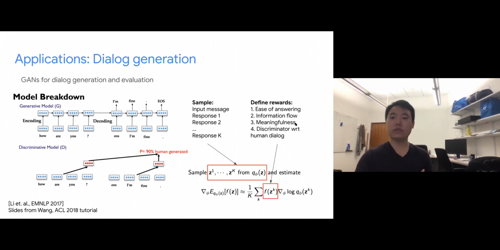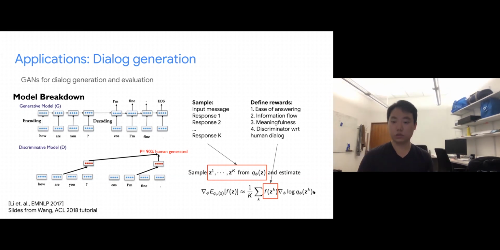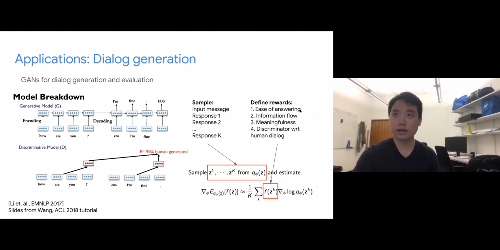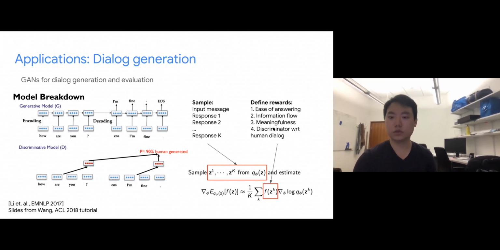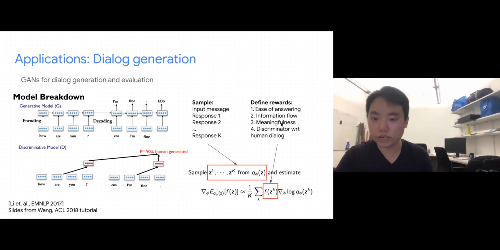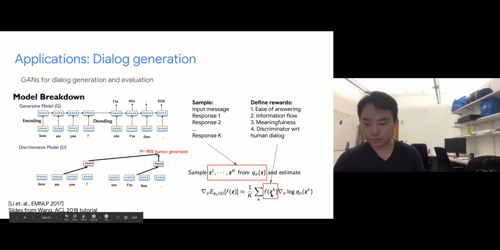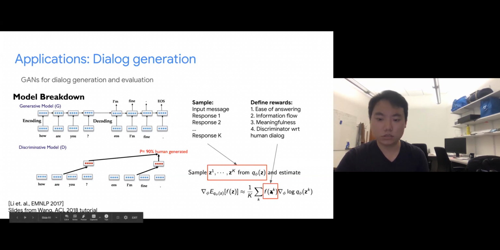Just because we've looked at these approaches, you can basically define any black box reward function, right? So you're not limited to a discriminator. This paper looked at a bunch of auxiliary rewards, like how easy it is to answer your utterances, information flow across the sentences, how meaningful it is. If you had human data, or you can even get humans to annotate, all these black box reward functions you can use in place of f of z, right? As long as it is any reward function that you can define on your samples, it can be a black box. You don't need to take gradients of it.